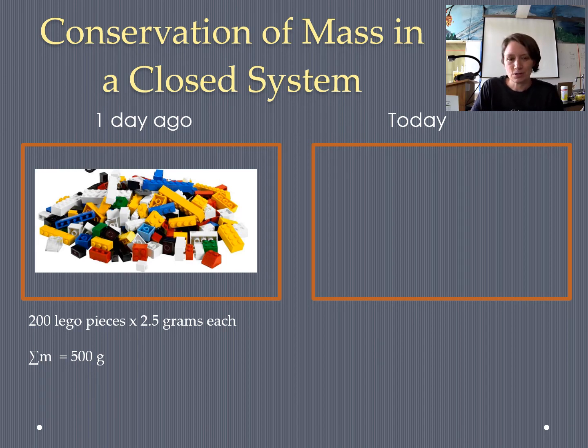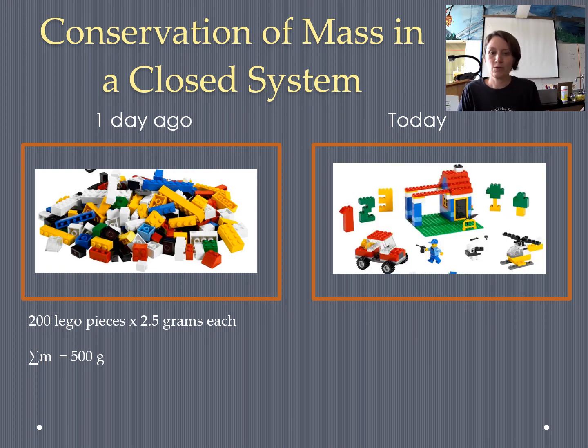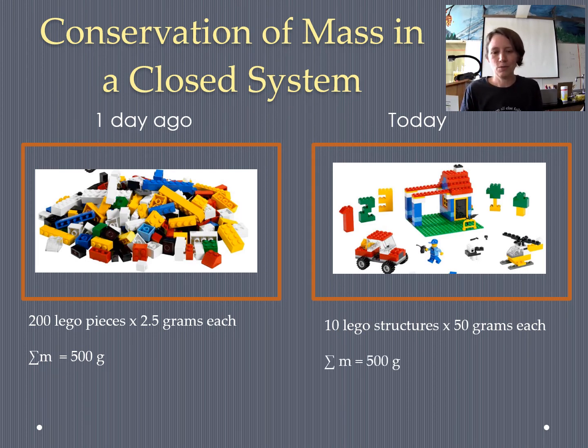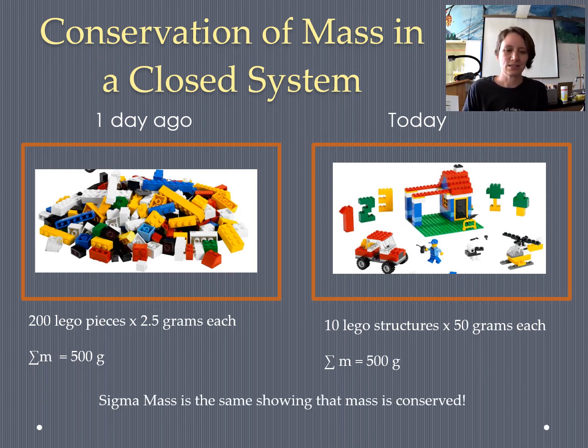Let's say you play with those Legos from yesterday to today, and now when you look at those Legos today, they look really different. You've got this wonderful series of structures and things that you've created out of Legos. In fact, you count that you have created 10 Lego structures, and you measure the mass of each one and discover that each one is 50 grams. So for this new system, you can calculate the sigma mass again: 10 Lego structures at 50 grams apiece, and lo and behold, hopefully not surprising anybody, you discover that the sigma mass for this closed system is 500 grams because no Legos entered or left that system. As a reminder, sigma mass being the same shows that mass is being conserved from one day ago to today.